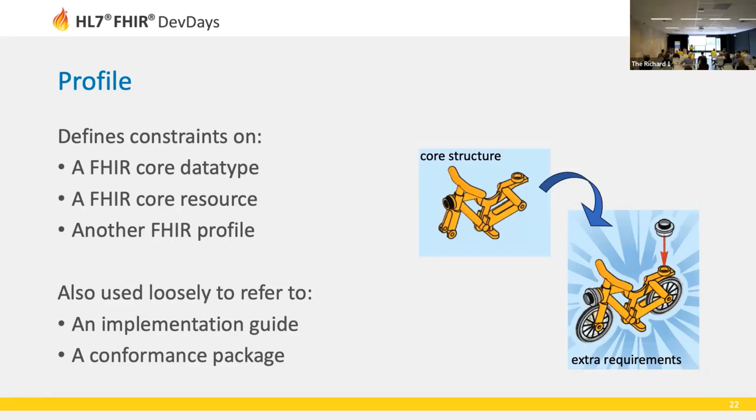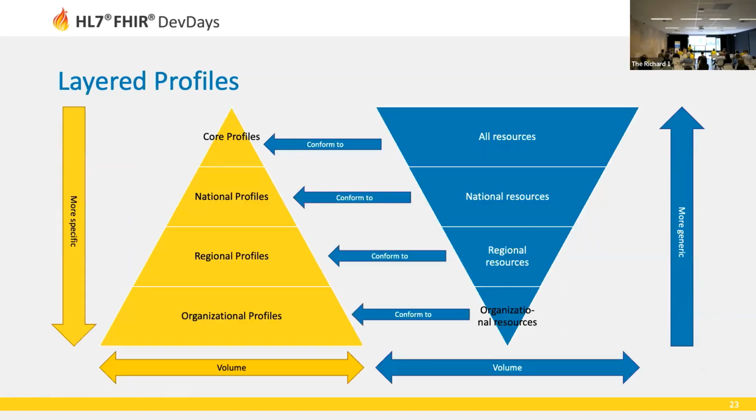See that used when people actually mean the whole implementation guide or a package of those conformance resources. This slide shows you the layered profiles. So, of course, we have a set of core profiles. There are structure definitions for the FHIR core. Then from that, you could have maybe a nationally scoped project with national profiles. And you can even divide that into regional profiles if you want to. In the end, organizational profiles or more project-specific, use case-specific profiles will be there.